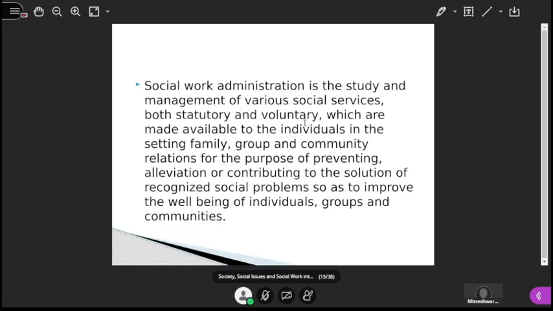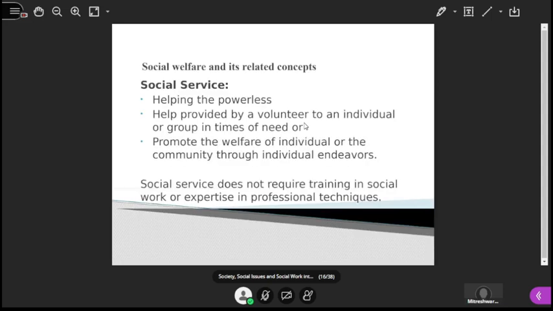So, social work administration is a study and management of various social services, both statutory and voluntary, which are made available to the individual in the family setting, group, and community relations for the purpose of preventing, alleviating, or contributing to the solution of recognized social problems so as to improve the well-being of individuals, groups, and communities.